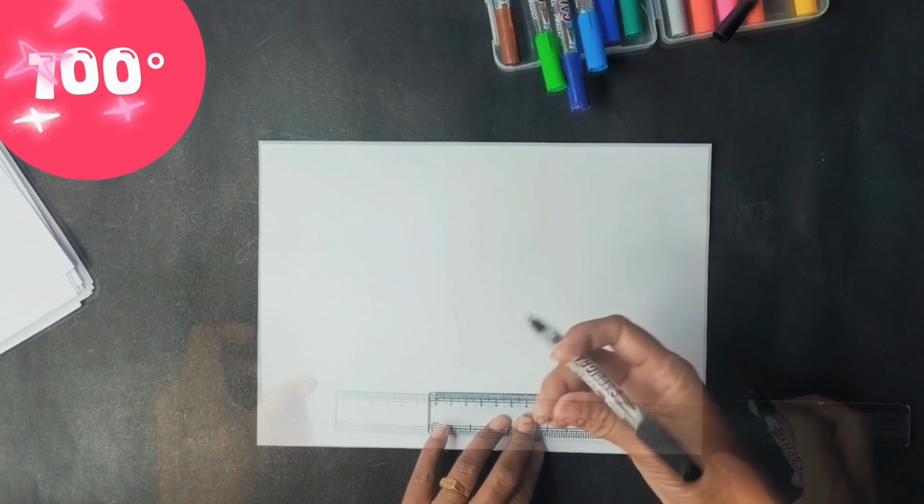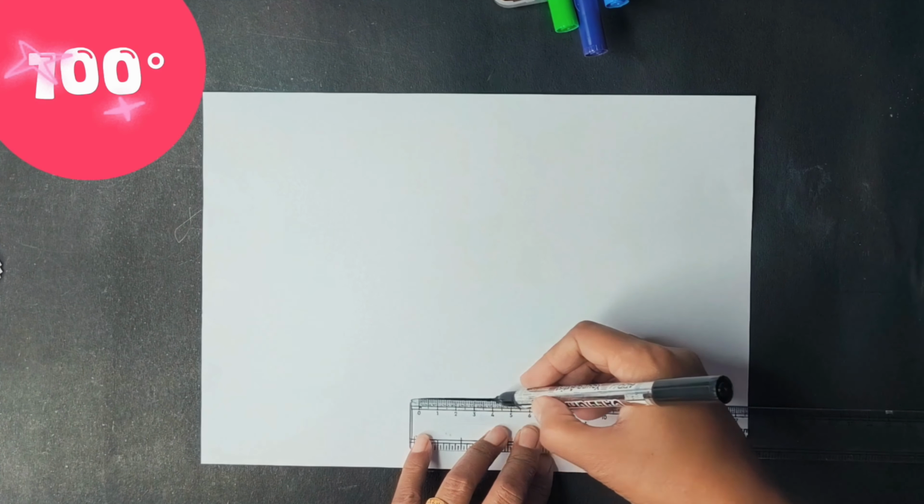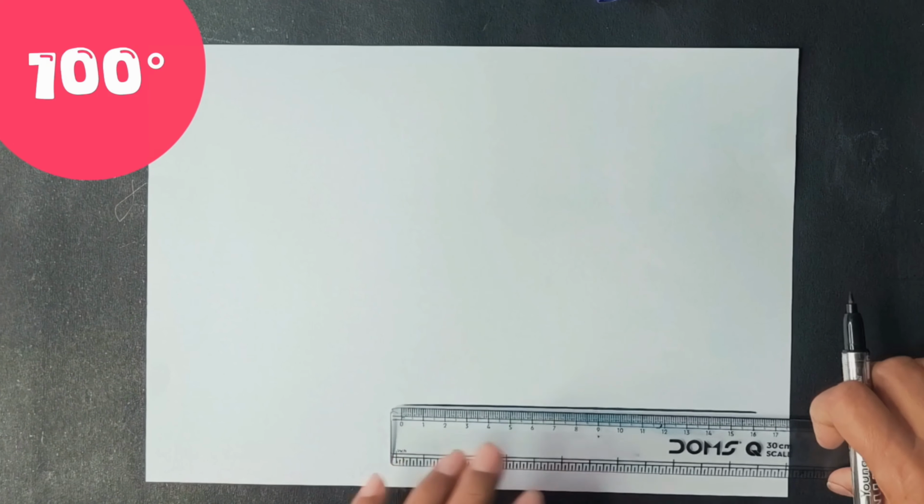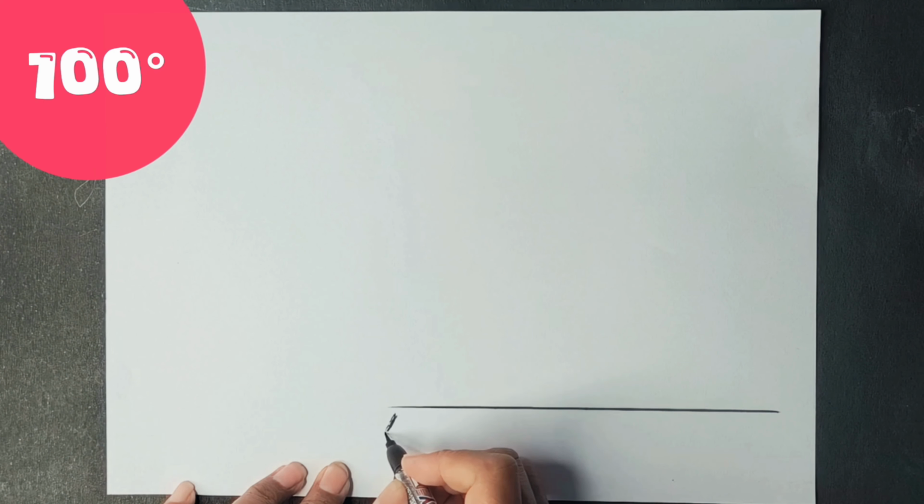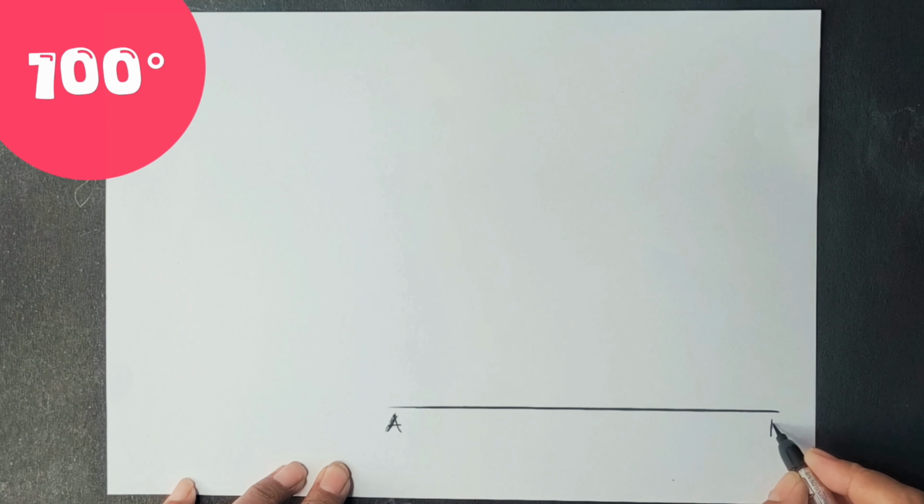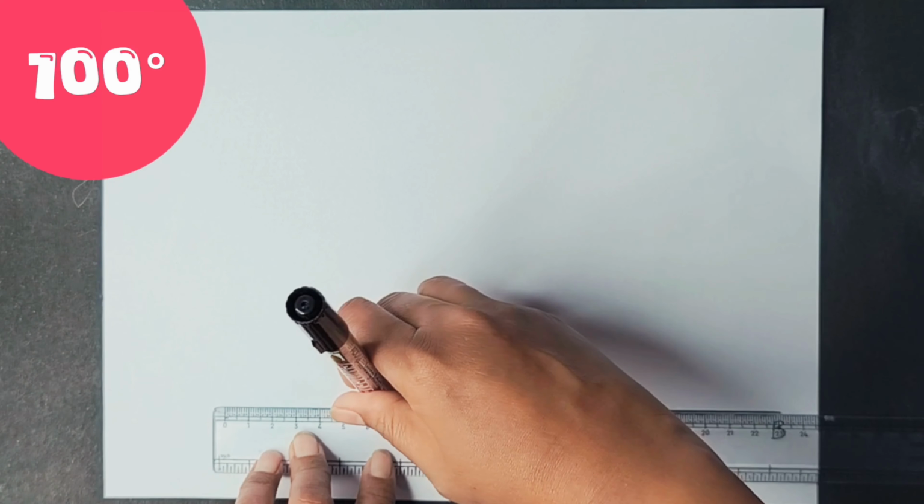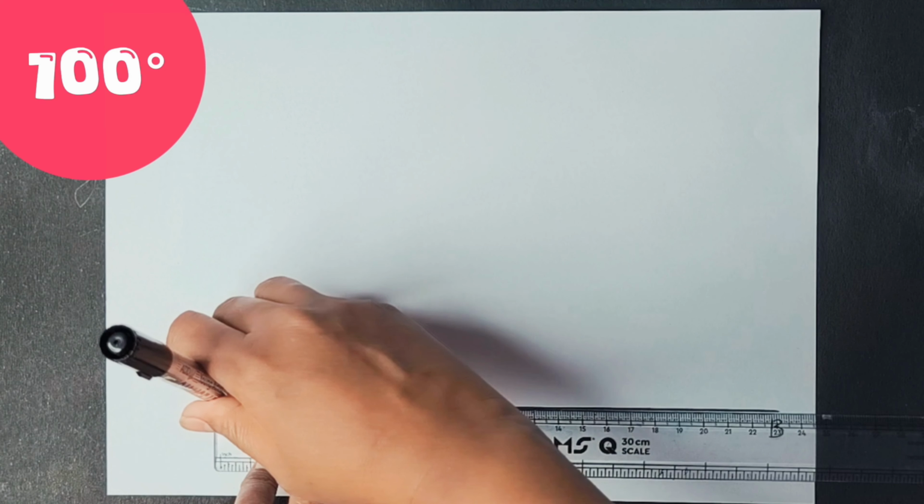To construct an angle of 100 degrees with a compass, first we need to draw a line segment. To do so, take a ruler and draw a line segment. Label the endpoints as A and B. Extend this line to a suitable length.